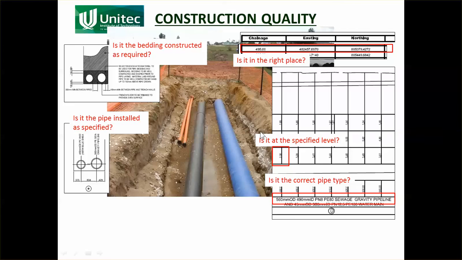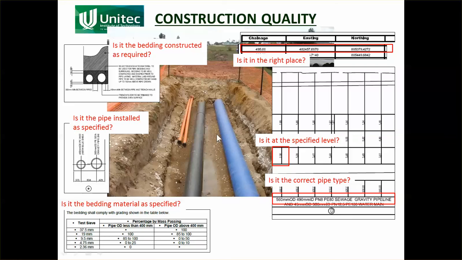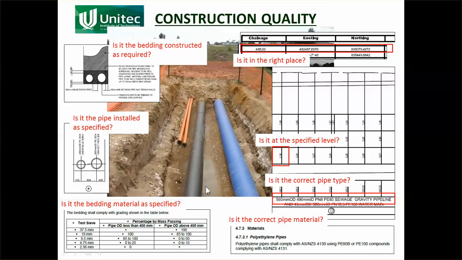Looking at it in plan. Is the bedding material as specified? So I'd given them a grading curve for the bedding material. I didn't want sand. I wanted a gravelly sand. So had they actually provided that? So when it arrived on site, they needed to check that.